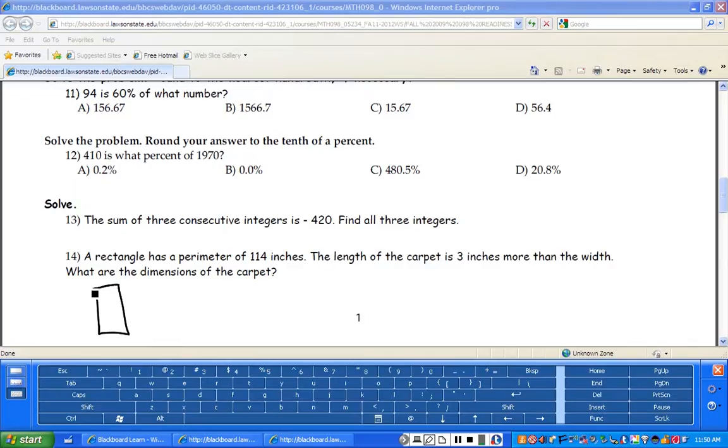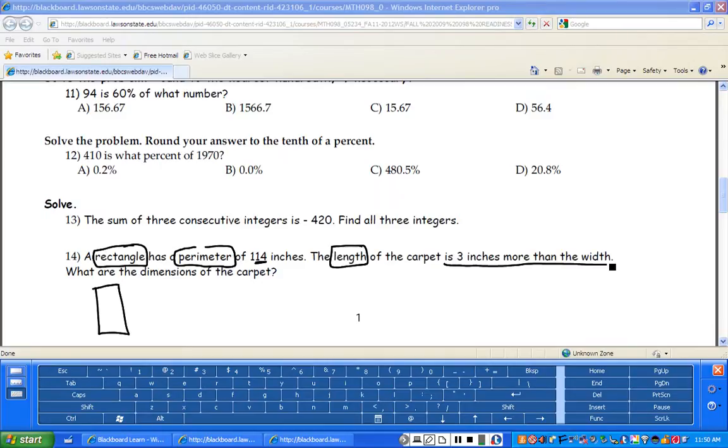Alright, so perimeter of 114 inches. So that means we're going to add all the sides up to equal 114 inches. That's what it means by perimeter. Now it says the length of the carpet, so perimeter was the key. The fact there's a rectangle is the key. Length of the carpet is 3 more than the width. That's critical as well. Okay, so we want to know the dimensions.